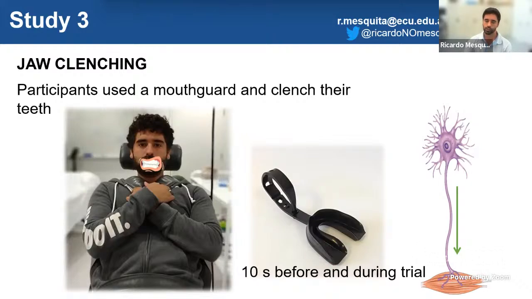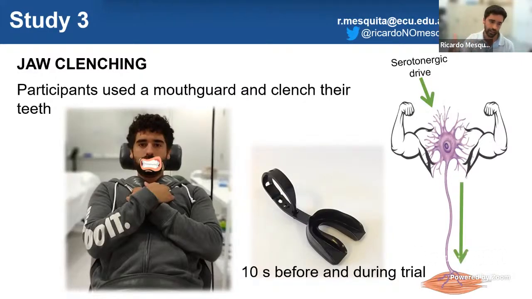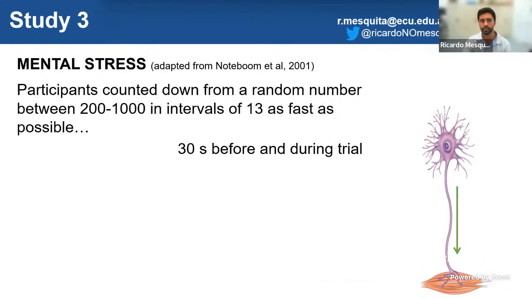And then we should expect, when we contract our muscle based on animal data, that we have a stronger release of serotonin. And when serotonin is released in our body, it's released to all levels of our spinal cord. So we could expect that clenching our teeth would increase serotonin in our motor neurons that also innervate our leg muscles. Finally, the 4th condition was mental stress.